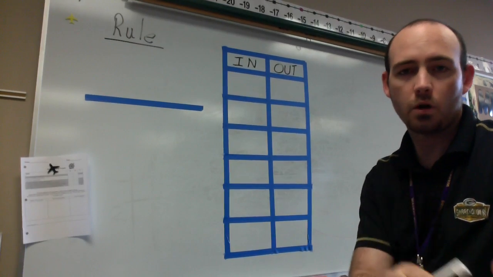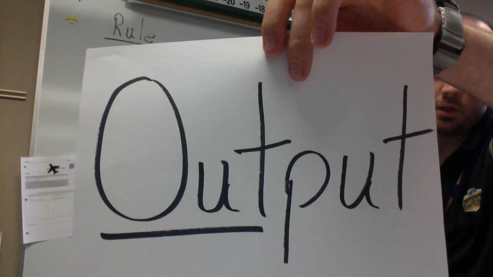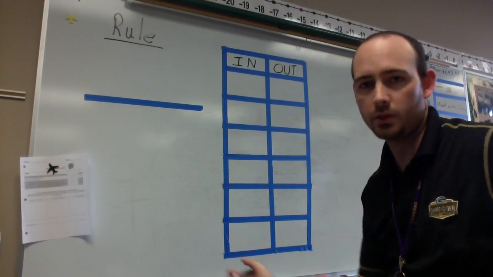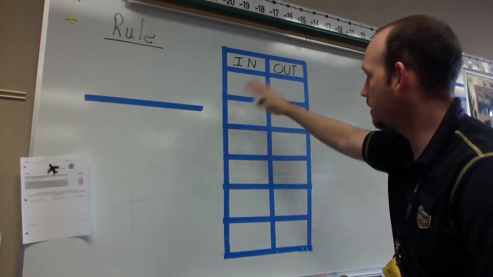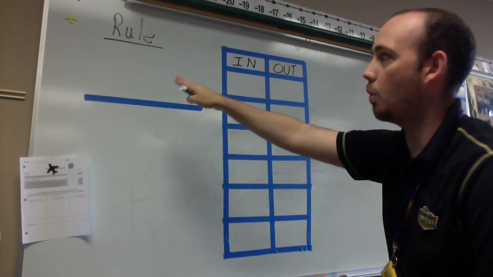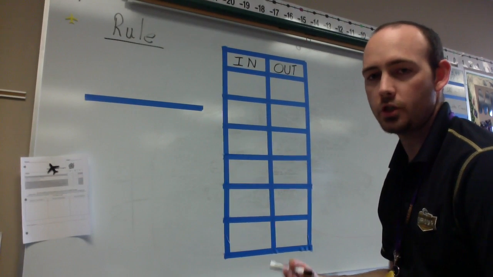We also have the word output. So you can see I have underlined the OUT for out. That is what comes out of the machine. The machine puts out a value after we put something into it. So something goes in, the machine does something to it, something comes out, and we need to figure out what is happening, and that's going to be called our rule. So what is the machine doing?